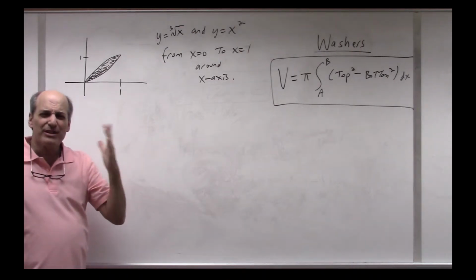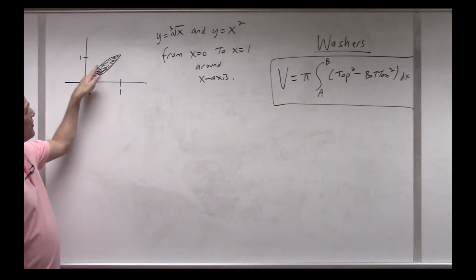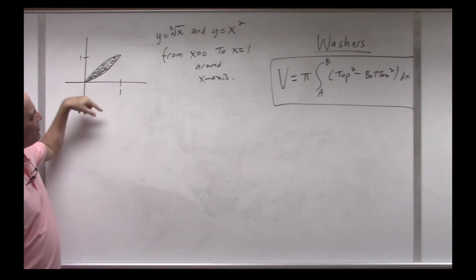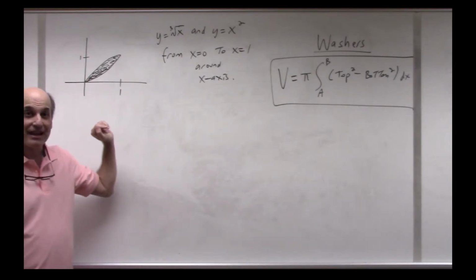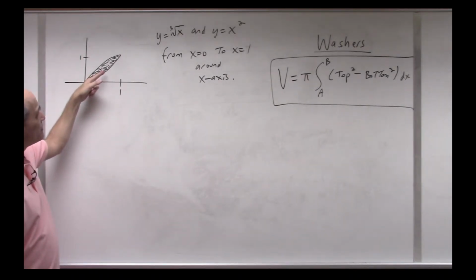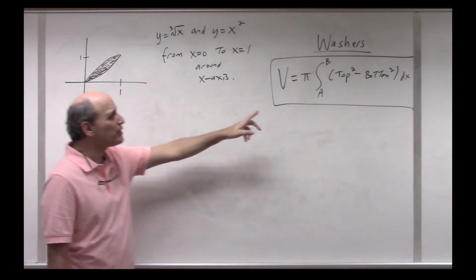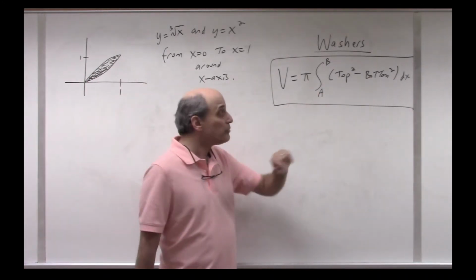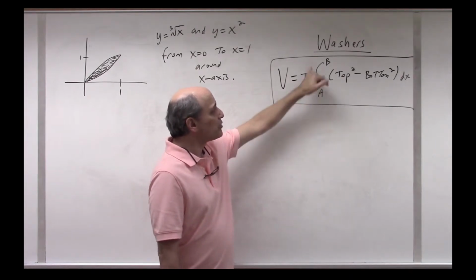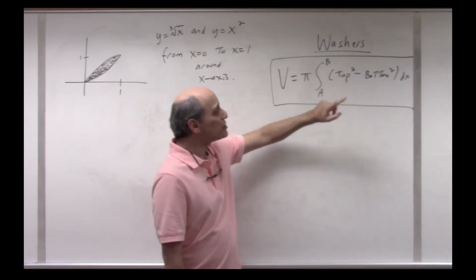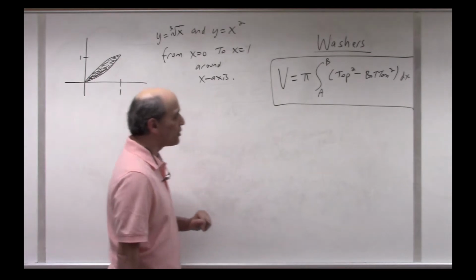So here, essentially what we do is we find the volume of the top function all the way around the x-axis, and we subtract off the volume we'd get if we just did the bottom all the way around the x-axis. That's where this washer formula comes from. It's pi times the integral from a to b of the top function squared minus the bottom function squared.